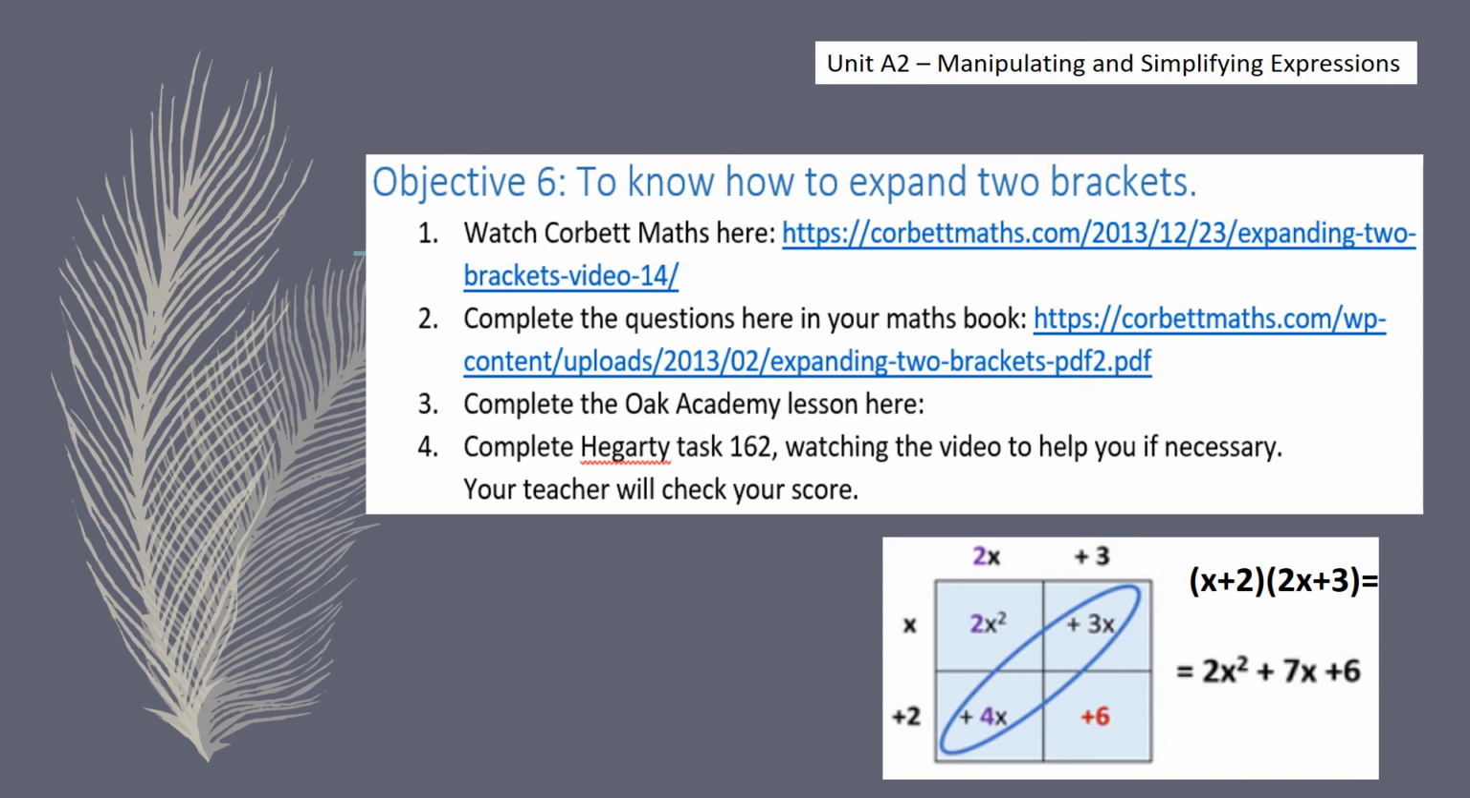You notice that in this example the 3x in the top right corner and 4x in the bottom left corner are the same type of terms, the like terms, so you can add them together. So overall the answer for this expansion is going to be 2x squared plus 7x plus 6. Another convention here is to put the answer in descending order of powers.